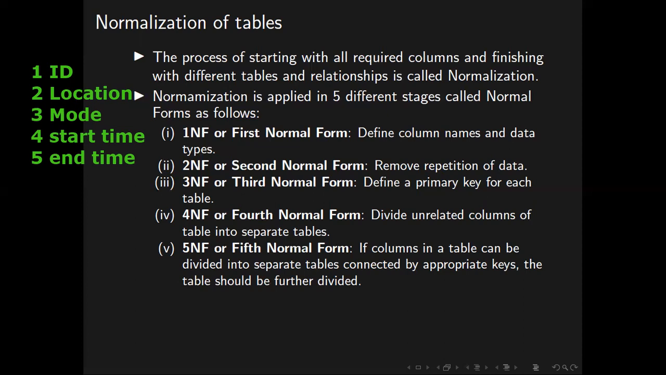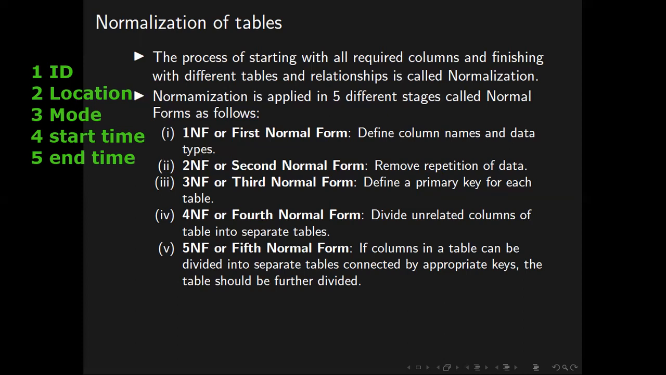Otherwise the ship will go into a wreck. Therefore, they do not permit a ship without a captain. Similar to that, a table cannot be permitted to exist without a primary key. There must be a primary key for each table. However many tables you create, you have to define one primary key. That is third normal form.